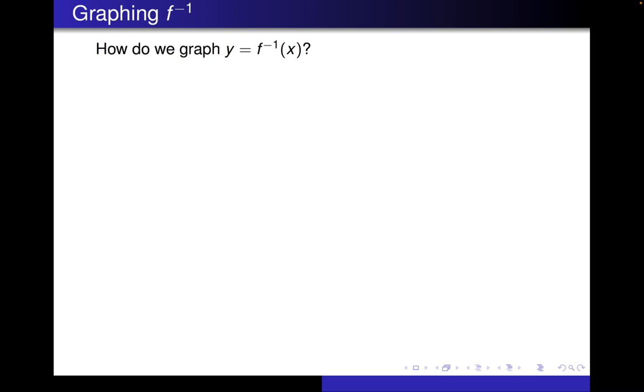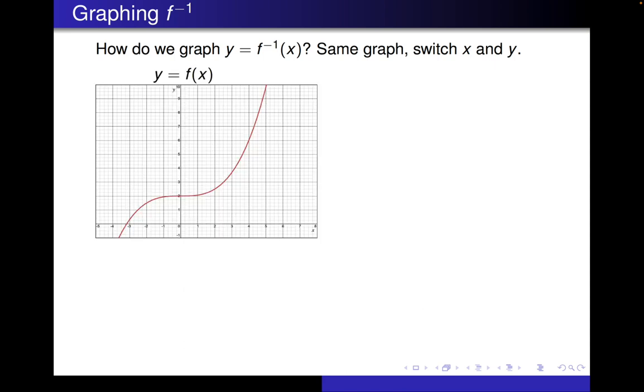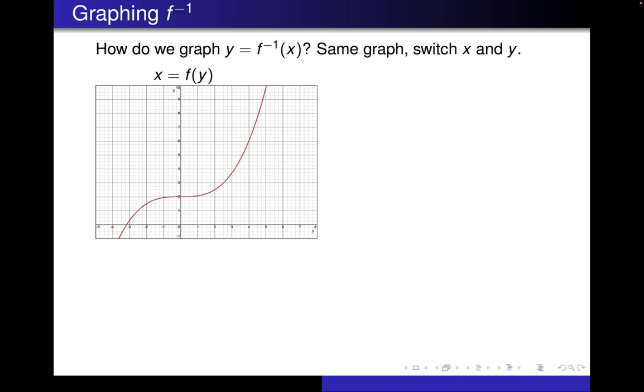All right, so now let's see if we can extend this to find a graph of y equals f inverse of x. Well, all it's going to be is the same graph as y equals f of x, except we're going to switch x and y. So here's our graph y equals f of x, and if we switch x and y, here's what we get. It's kind of hard to see on the graph, but the vertical axis I'm now labeling as x, and the horizontal axis I'm now labeling as y. Otherwise, it's the exact same graph.